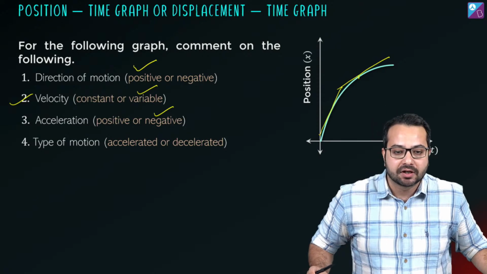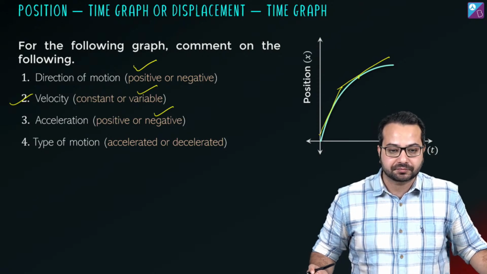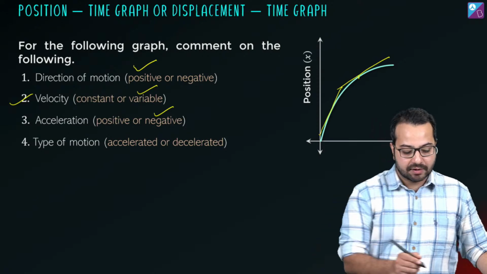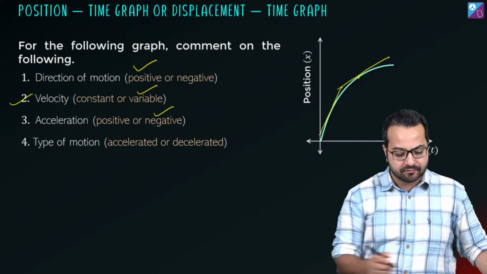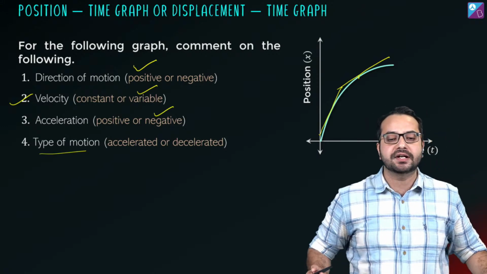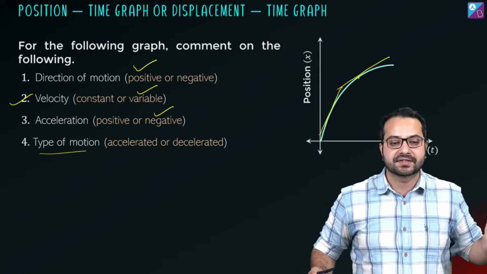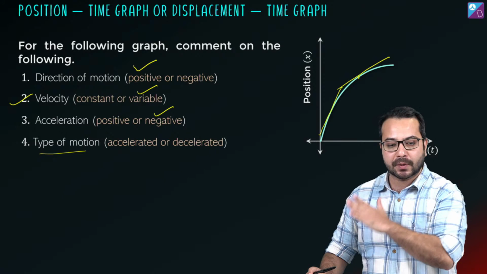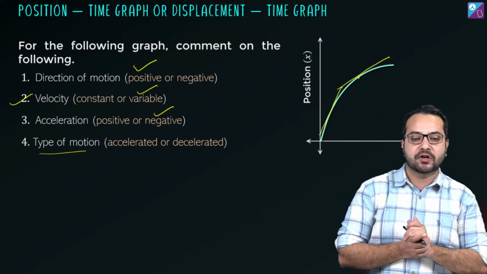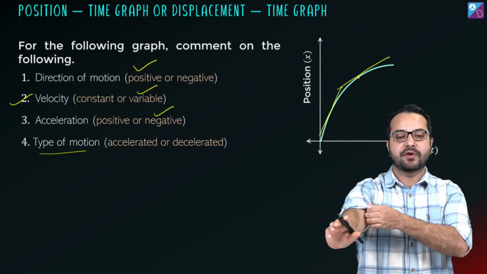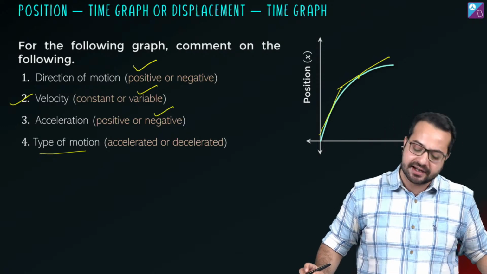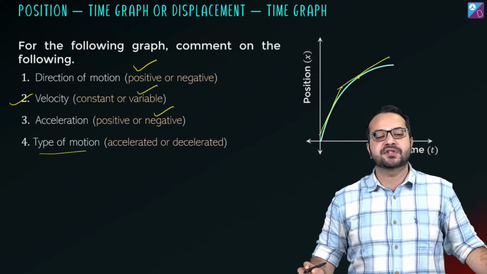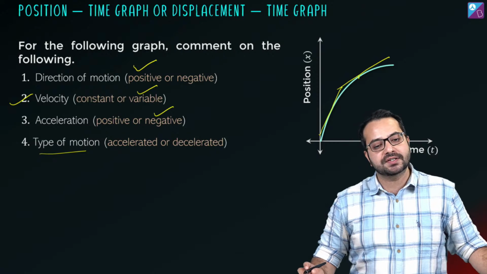All right. Chalo. Next, acceleration, positive or negative, we have seen. Now the type of motion, accelerated or decelerated. Chalo guys, quickly. The type of motion, accelerated or decelerated. Swastika is saying deceleration because the slope is decreasing. Very good. Prakhar is saying decelerated. Perfect. You guys have absolutely understood this.